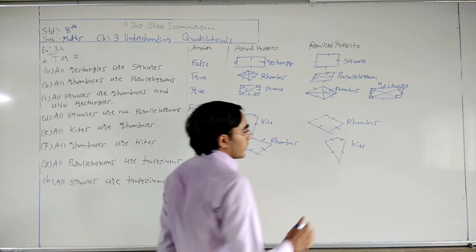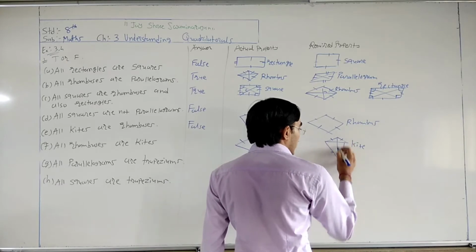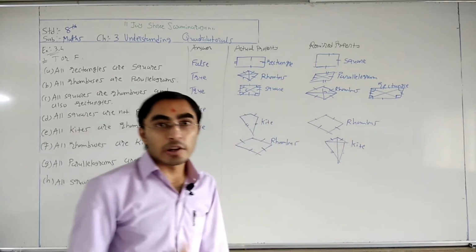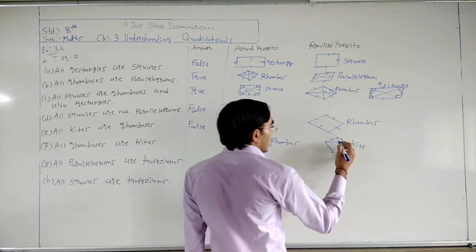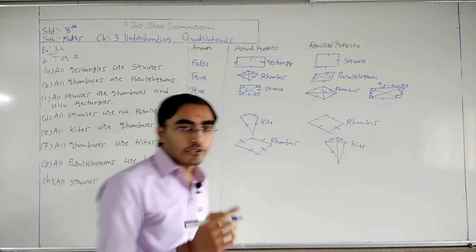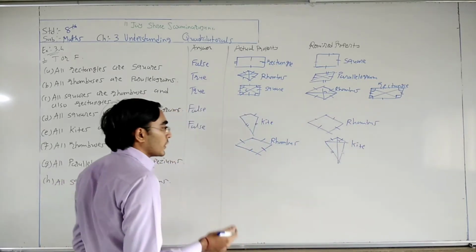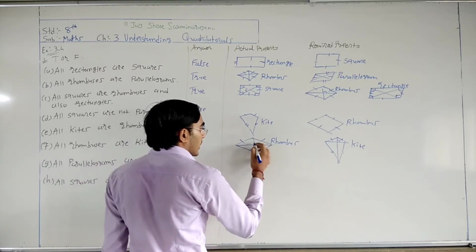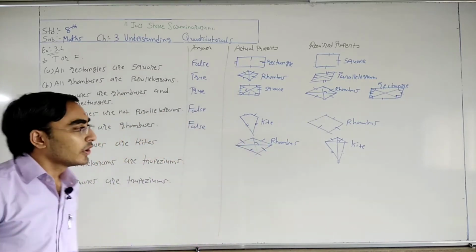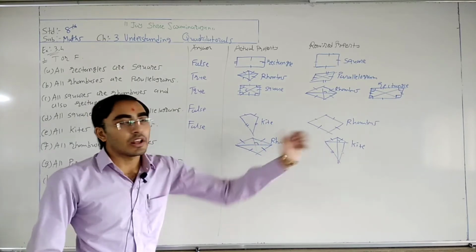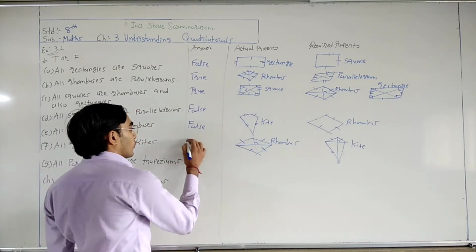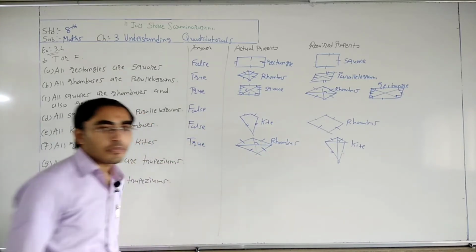Other thing for a kite: diagonals intersect each other at 90 degrees. Not bisect, but only intersect. In a rhombus, diagonals intersect each other at 90 degrees. So we can say that all rhombuses are kites. That's why this statement is true.